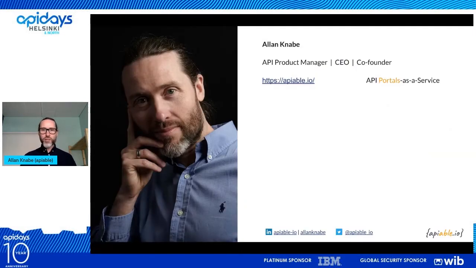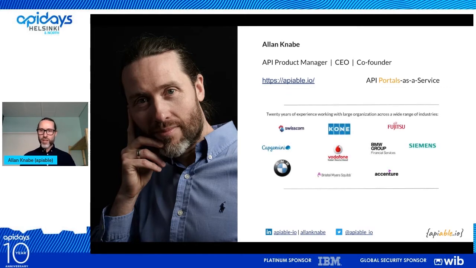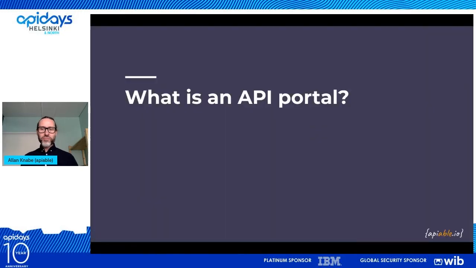So I'm Allan. If you don't know me, I'm the CEO, co-founder of Apiable. I also call myself an API product manager. That's my specialty subject over the last few years. Apiable has an API portal as a service, so you can put that on top of any API gateway that you have. My experience over the last 20 plus years now, shall we say, is mainly in larger enterprises, but I've been running this startup for a couple of years now, which is good fun. So let's crack on then.